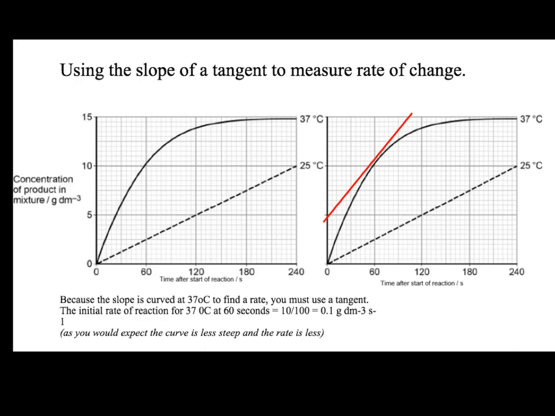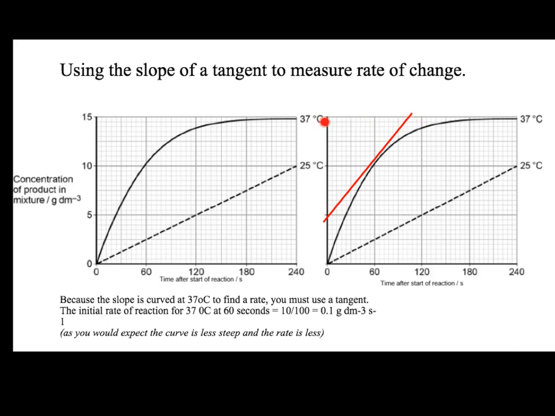In this example, they asked you to work out the rate of reaction at 60 seconds. Again, you can't just read off the graph because it's a curved line. The rate of reaction is getting less and less as time progresses because the line is getting less and less steep. So you have to draw a tangent that mirrors the slope of that curve. Really, that line should be touching, but it's hard to do on the computer. So the line matches the gradient at 60 seconds, and then you can read off the difference in y.